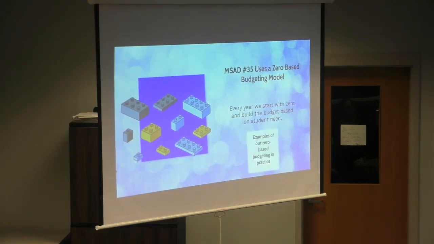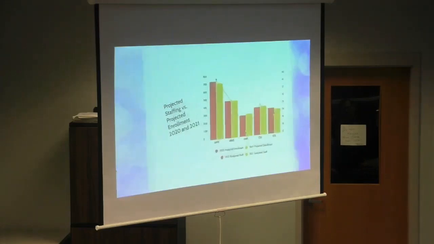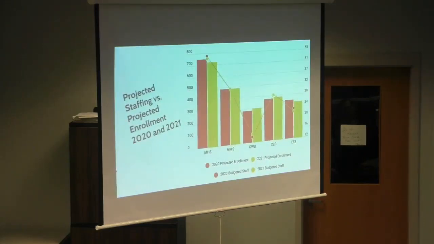Examples of our zero-based budgeting in practice. Here's a graph, and I'm going to use a pointer. On the left-hand side is enrollment: 800 students would be the very top, zero would be the bottom. On the side here would be our classroom staff, 45 staff members down to 12. When we look at the budget, the red represents where we are currently, and the yellow is what we're projecting for next year.